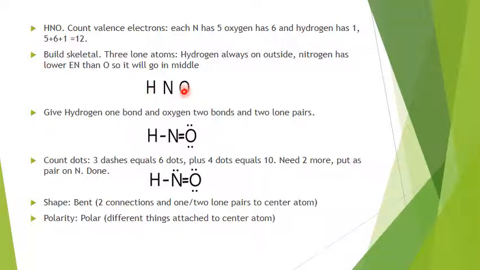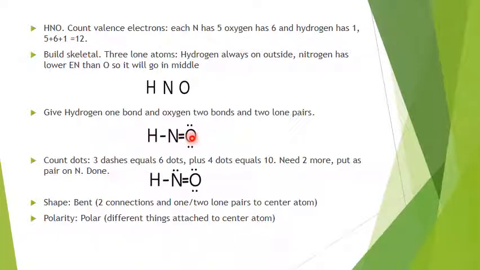Oxygen has a higher electronegativity than nitrogen. It's further to the right, so put nitrogen in the middle. Usually, oxygen will go on the outside unless it has hydrogen attached to it. Okay, so what we're going to do now is give hydrogen its 1 bond, and give oxygen its 2 bonds and lone pairs, like in the diagram.